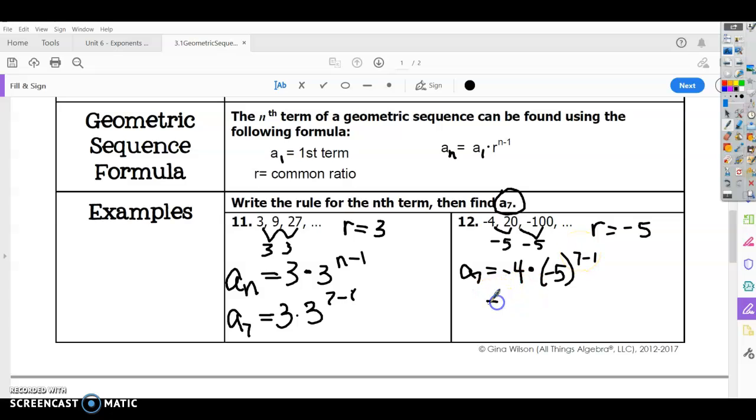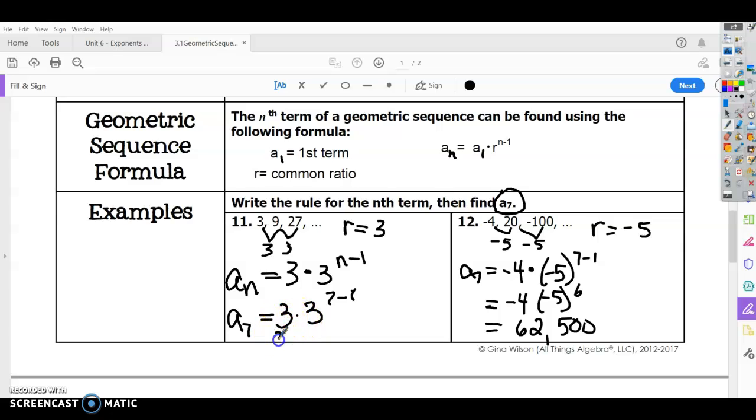All right, if you did work that out, we would do exponents and powers first. So we'd have -4 times -5 to the 6th power. And again, you do this to a power first and then multiply by -4. You would get 62,500. All right, so if it asks you to write a rule, oh, it does say then find this. Let's go back and solve this one too.